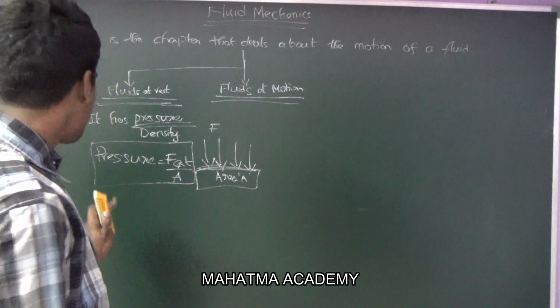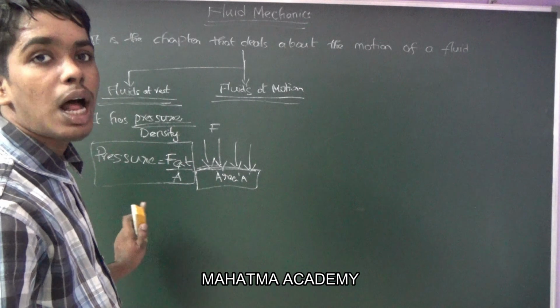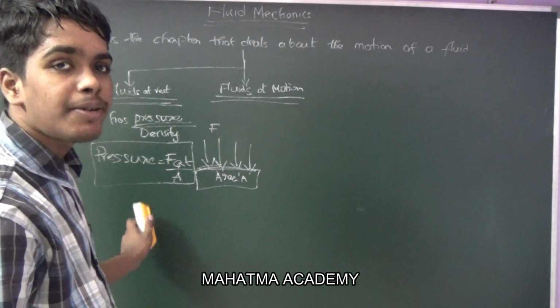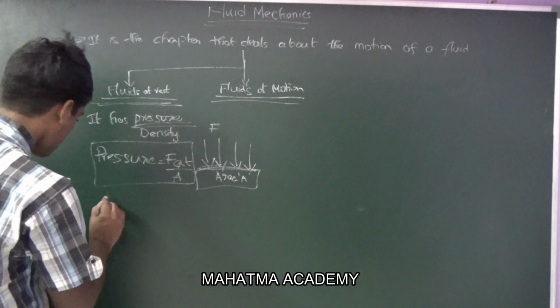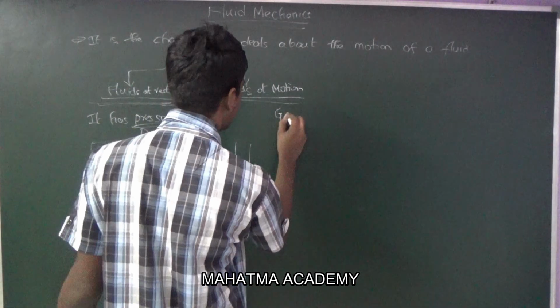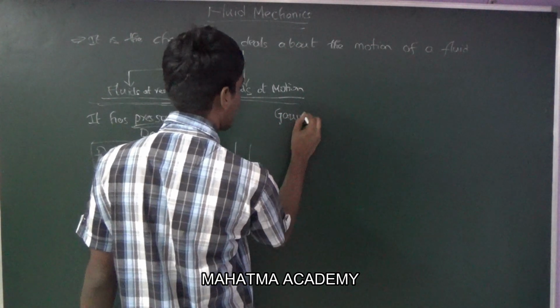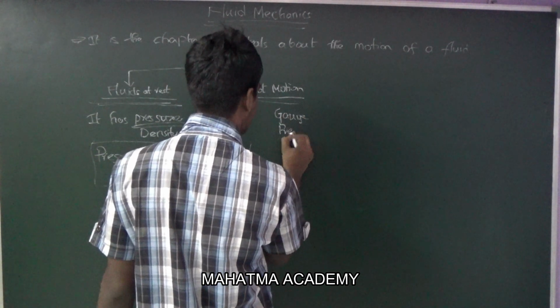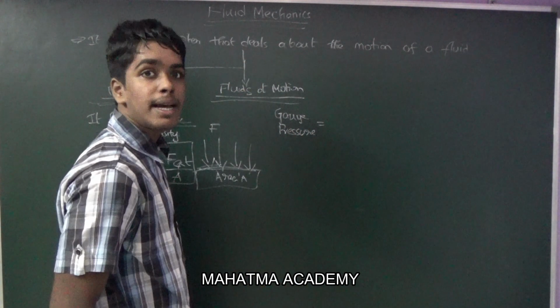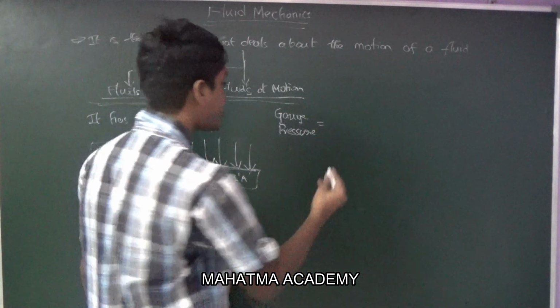Now we have gauge pressure, atmospheric pressure and absolute pressure. There is a relationship between these three. Gauge pressure is equal to absolute pressure minus atmospheric pressure.